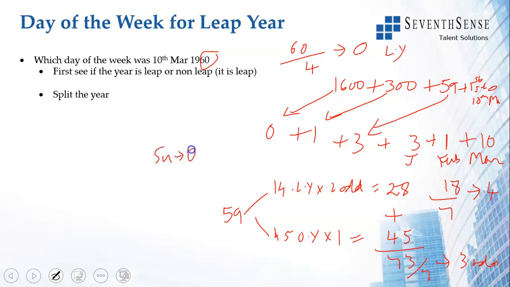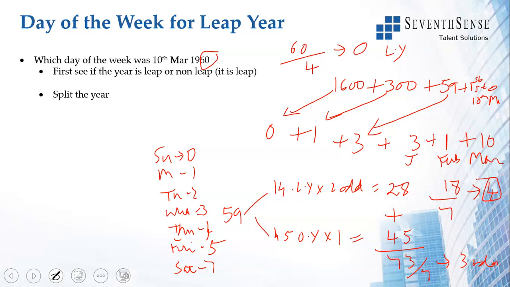So you remember that chart. Sunday is 0, Monday is 1, Tuesday is 2, Wednesday is 3, Thursday is 4, Friday 5, and Saturday 6. Just remember this, you need this to solve. So here you've gotten the remainder as 4. Hence, this day, 10th March 1960, is a Thursday.